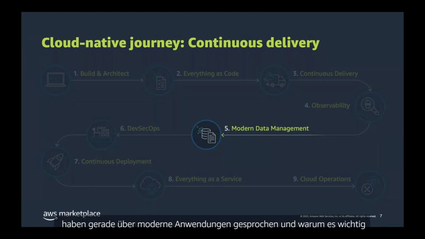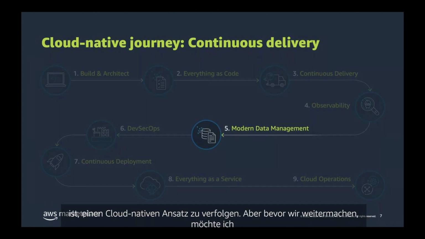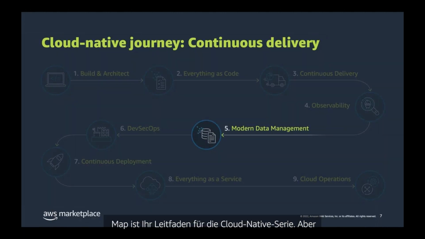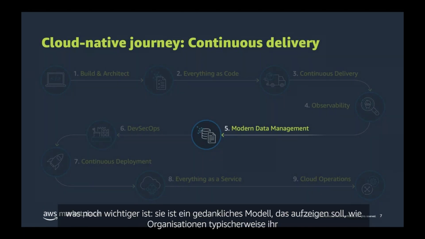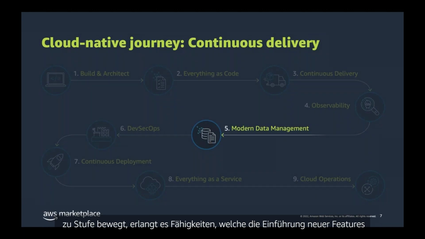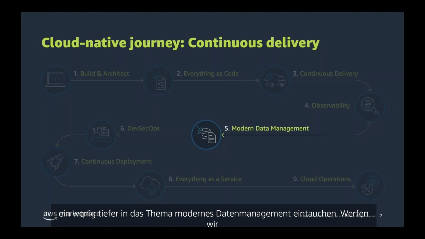We just talked about modern applications and why it's important to take a cloud native approach. But before we go on, I want to share with you something we have developed, which is the Cloud Native Journey Map. The map is your guide to the Cloud Native series, but more importantly, it's a mental model on how organizations typically evolve their cloud native understanding. As an organization or team moves from stage to stage, you're gaining capabilities that make releasing new features and functionality faster, better, and cheaper. Today, we're going to dive a bit deeper into the topic of modern data management.